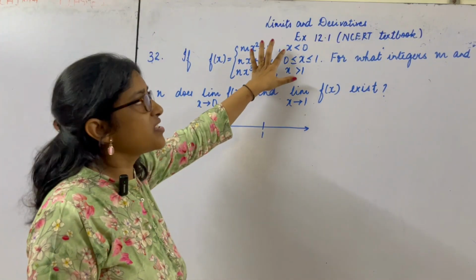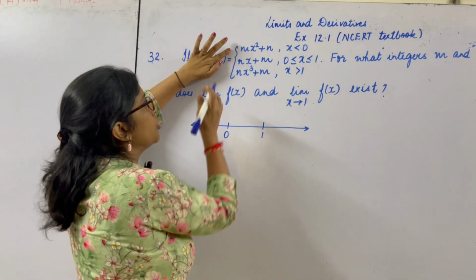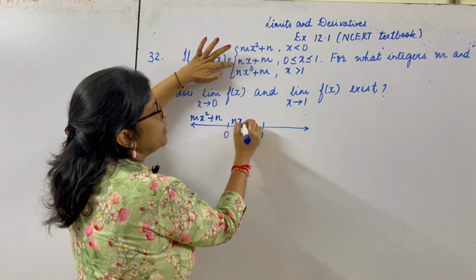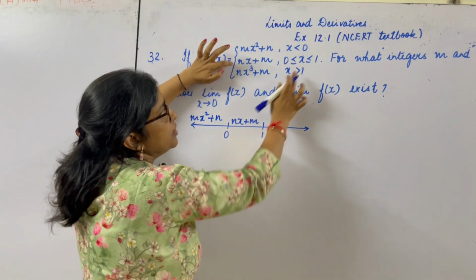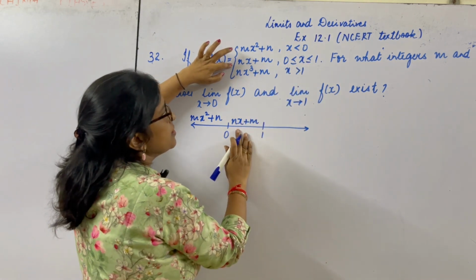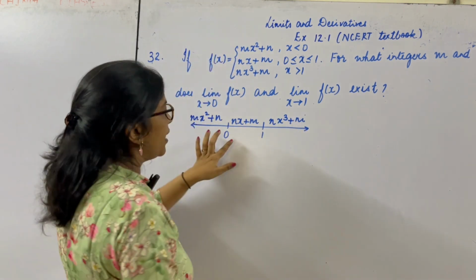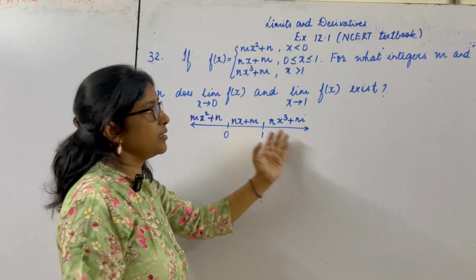The critical points here are 0 and 1. The function for x smaller than 0, and the function for x greater than or equal to 0, less than 1, yes, it is this, and for x greater than 1. So, when we are finding the limiting value at 0, we have to take these two functions, less than and greater than; at 1, less than and greater than.